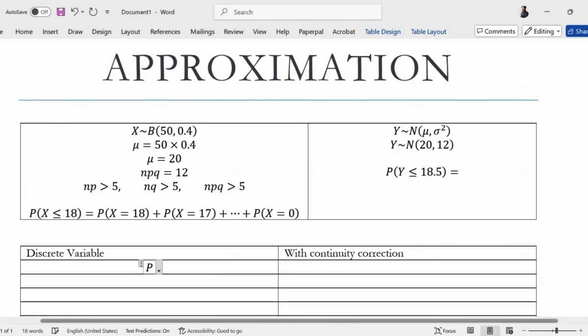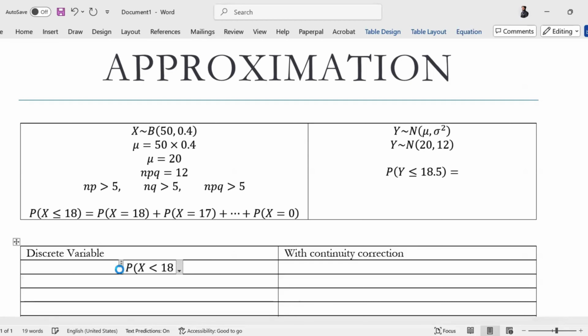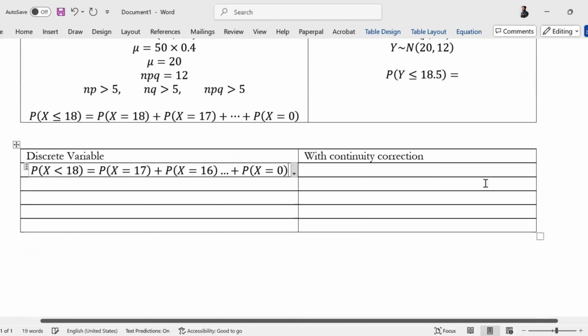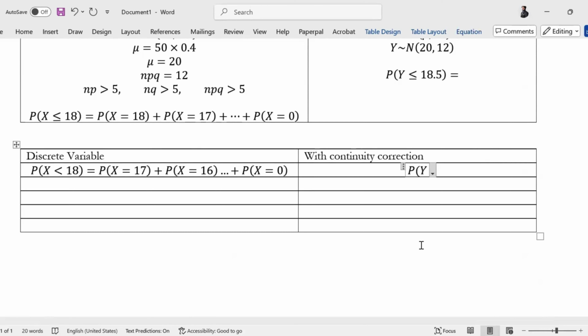So if the question would have been probability X is less than 18, then what? Remember, we would have started from 17, then moved on to 16 and continued till we ended up on 0. Now with continuity correction, I'll stick to the words that I've introduced earlier. Take half extra value. So if I'm calling it the variable Y, I was starting from 17, going all the way back to 0. I'll take half extra, and that will be 17.5.